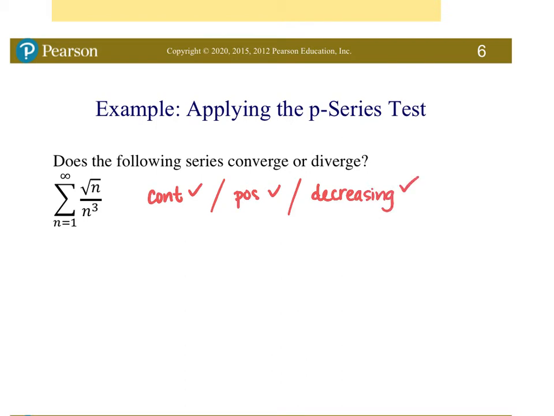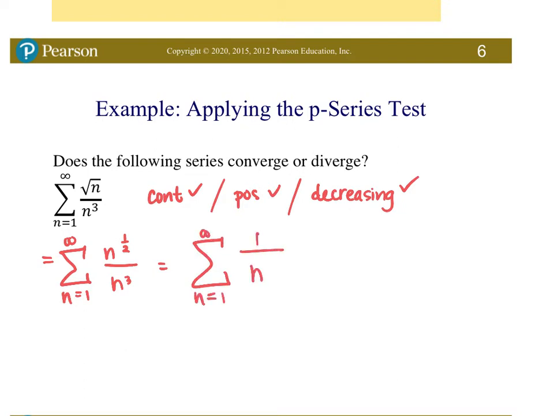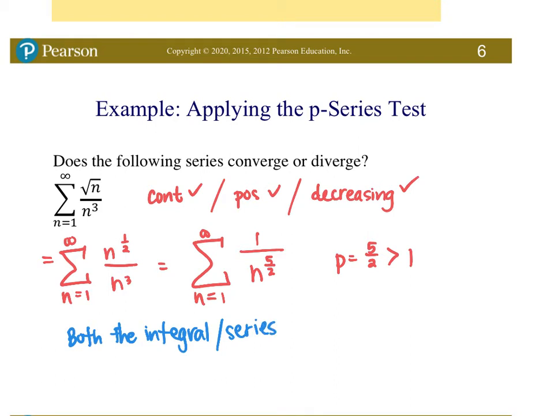Therefore, we can think about rewriting this series: n to the 1/2 over n to the 3rd becomes 1 over n to the 5/2. And p equals 5/2, which is greater than 1. So both the integral and series will converge.